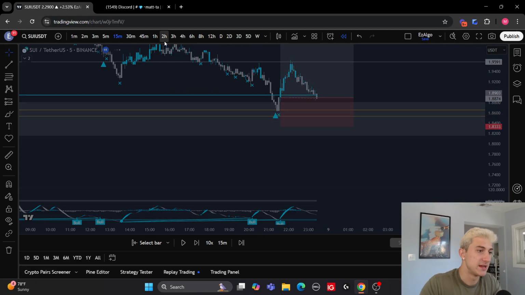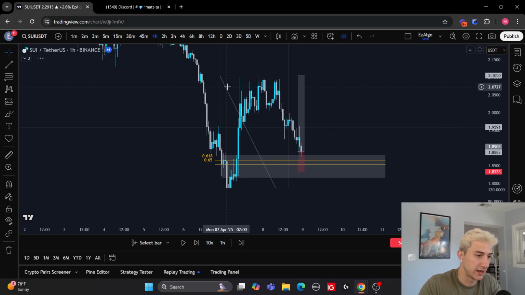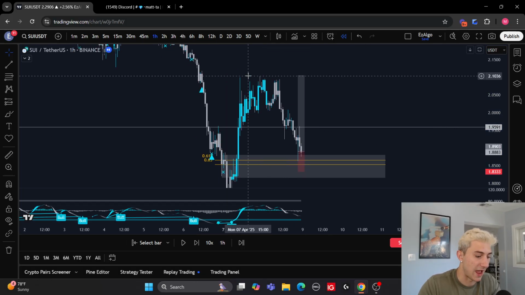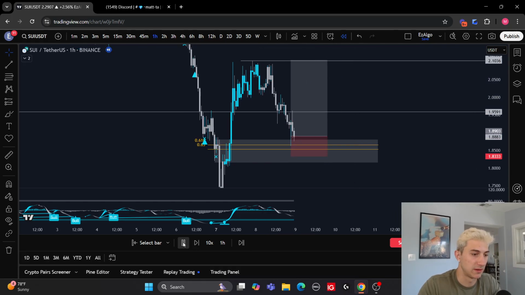I'm in the trade. Now I can go to like a 1 hour time frame. Okay, I'm going to let price play out. And I'm simply targeting this previous high here as my full TP. Okay, so this is the 3.7 risk to reward trade. I'm going to let price play out.